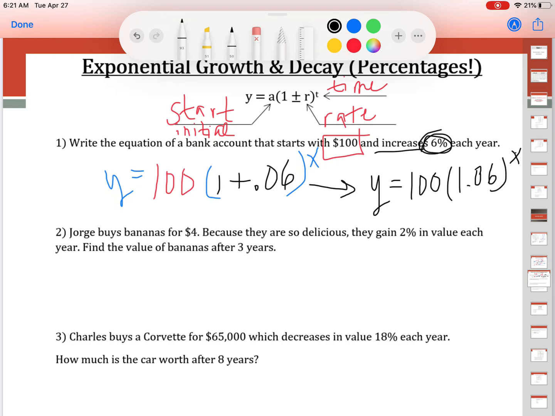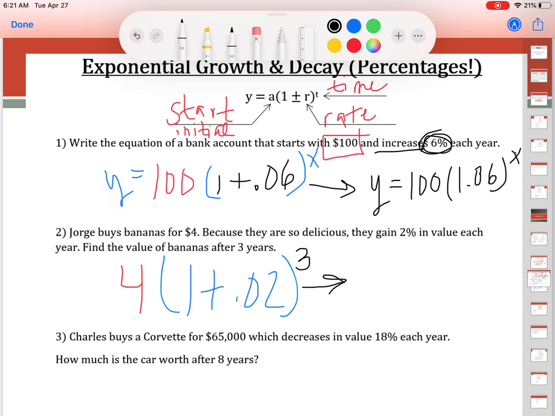Okay, number 2, we're actually solving it. So number 2, it says George buys bananas for $4. They gain 2%. What would the value of the bananas be after 3 years?